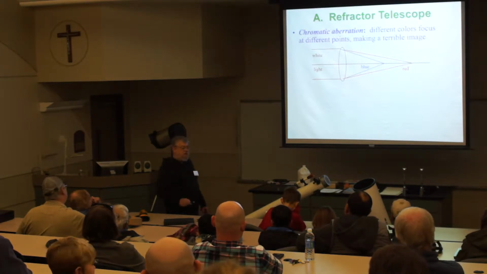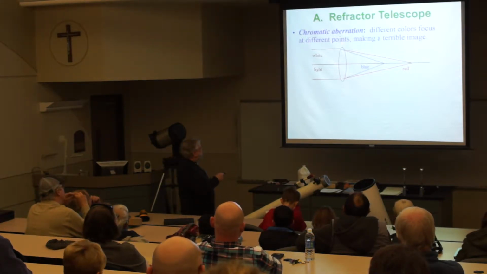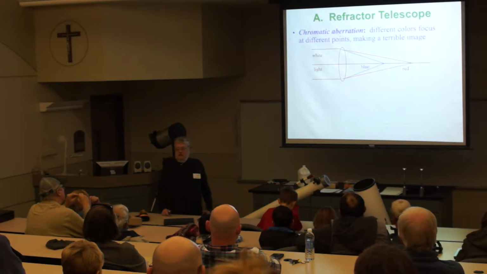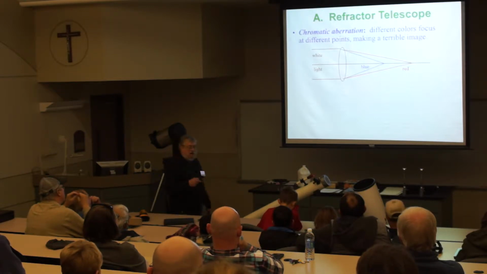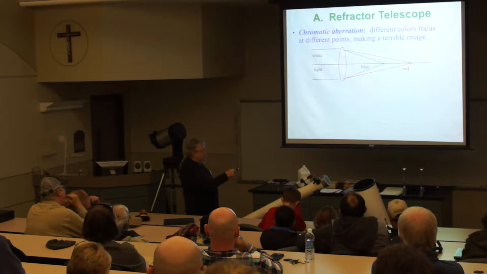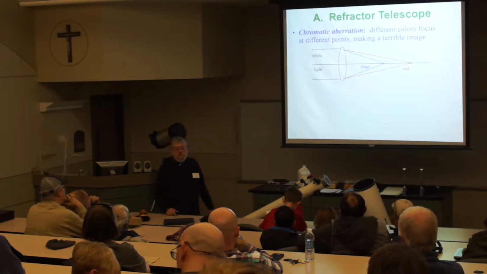One of the problems with refractor telescopes, especially inexpensive ones, is a single lens like this will focus the different colors of light to a different point, sort of like a rainbow. The higher energy wavelengths in the blue part of the spectrum are bent more by the glass. The lower energy waves towards the red end are bent less, and so they will come to a different focal point, all the colors in between.